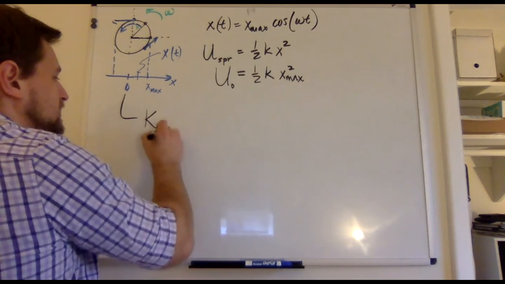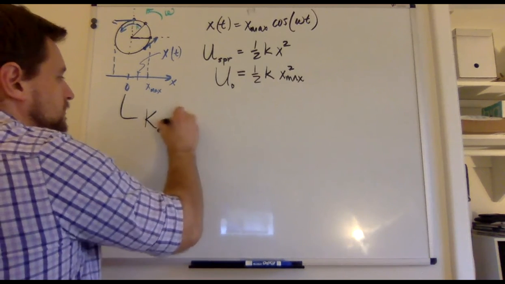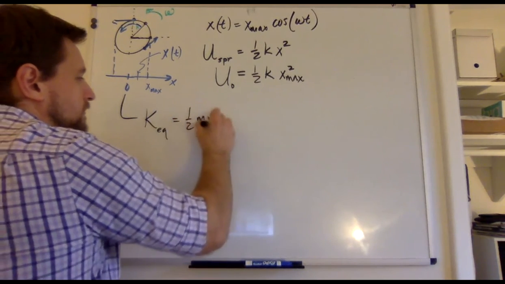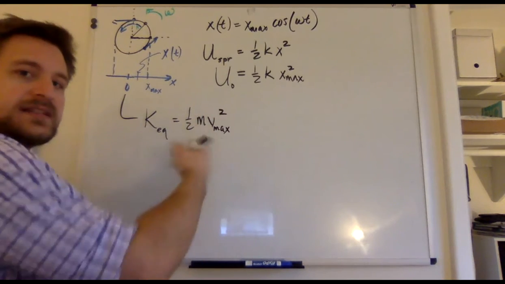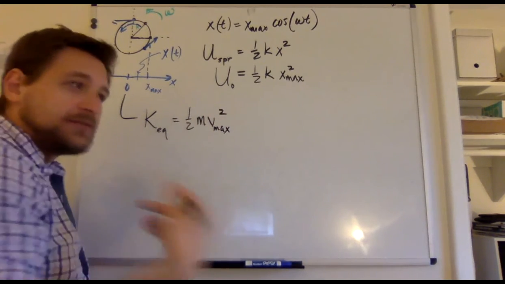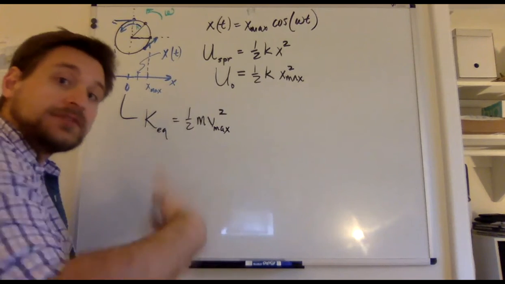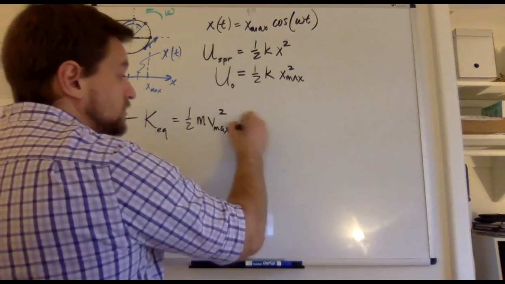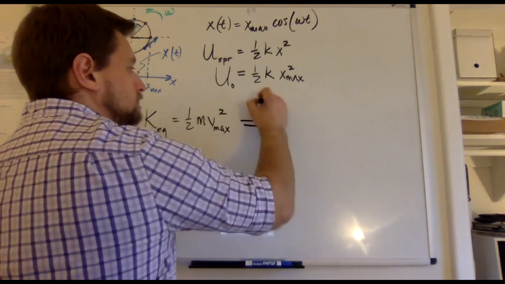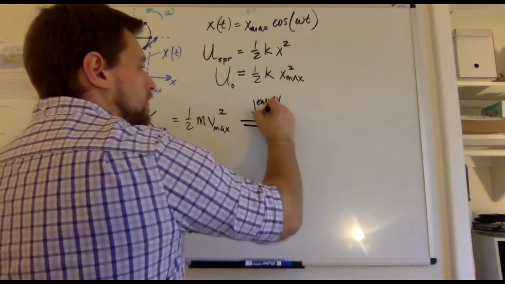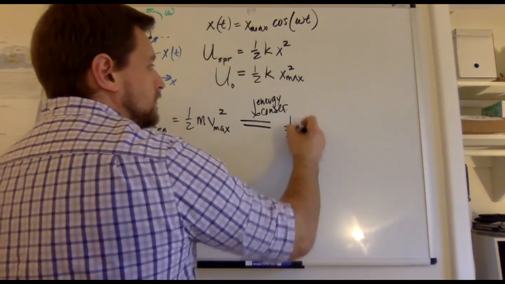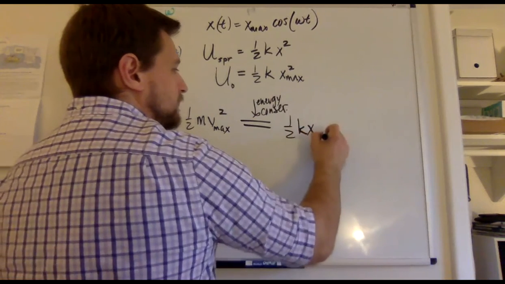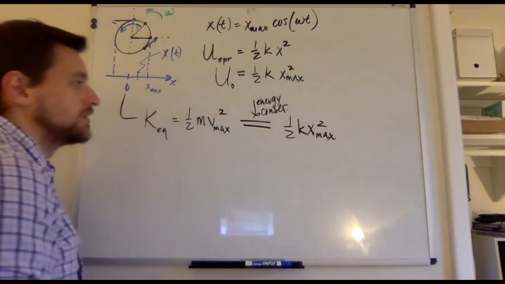So kinetic energy at equilibrium should be 1/2 m v max squared, because that's when all the energy we have available to us is kinetic. None of it is stored. And that should be, according to energy conservation, equal to the maximum amount of potential energy that we had to begin with.